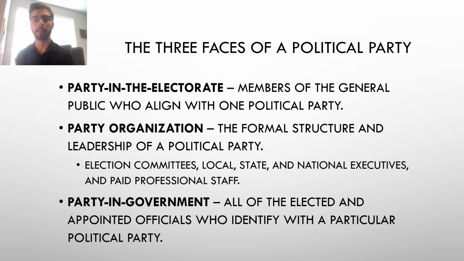So we also see that there's the party in government. These are the people we talk about, all the elected and appointed officials who identify with a particular political party. So think of everybody we've elected, think of the individual appointments they've made to the cabinet or positions within the state governments. So the three faces of a political party: the voters are the party in the electorate, the activists consist of the party organization, and then the elected officials are the party in government.